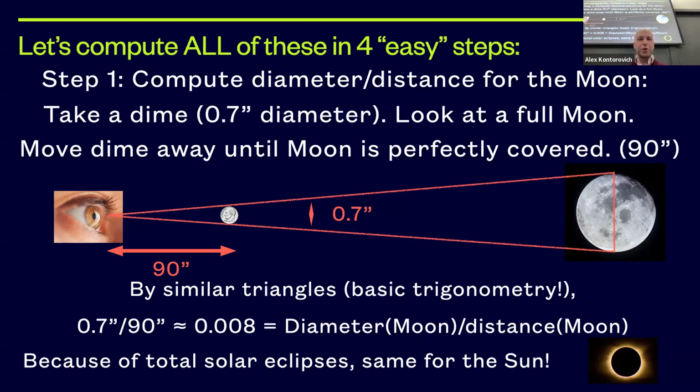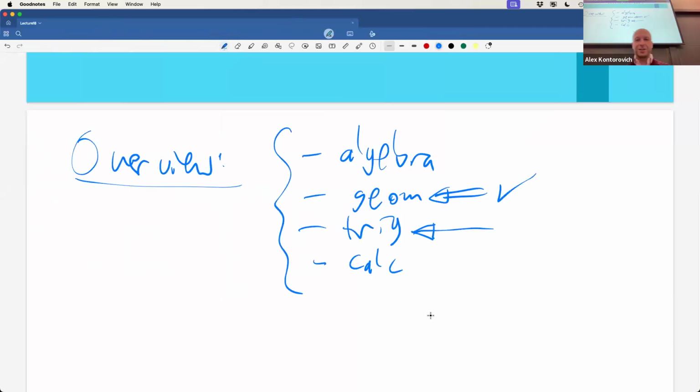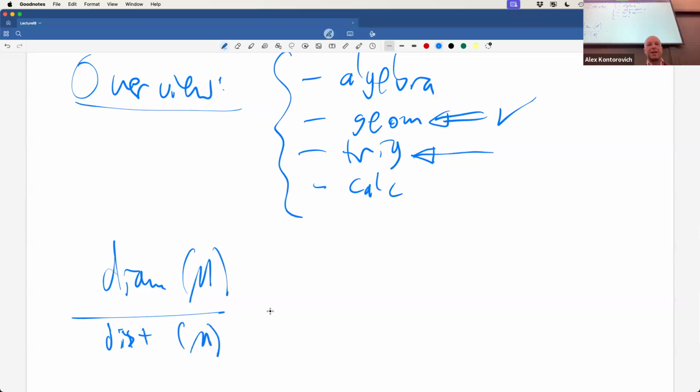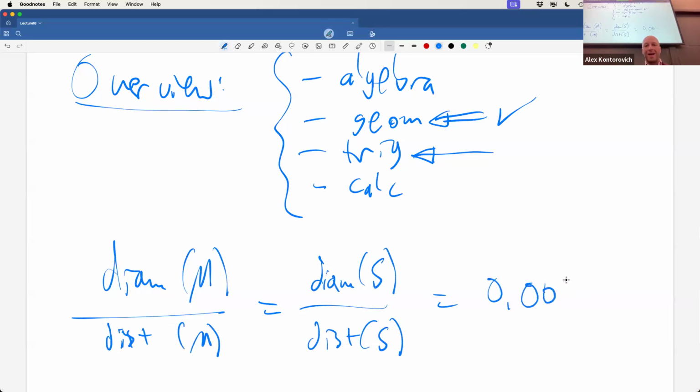Okay, let me record these things just so we have them here. So the ratio of the diameter of the moon to the distance to the moon is the same as the diameter of the sun to the distance to the sun, and is 0.008. That's what we got so far.